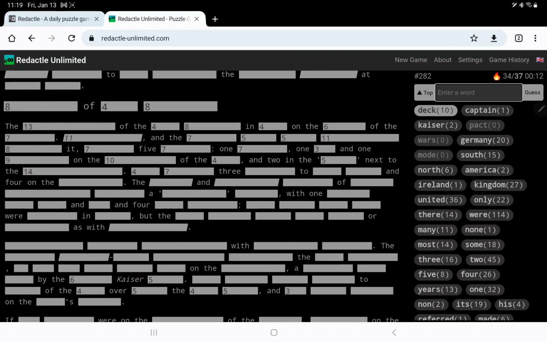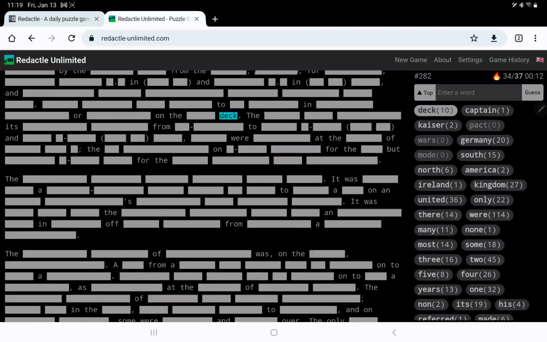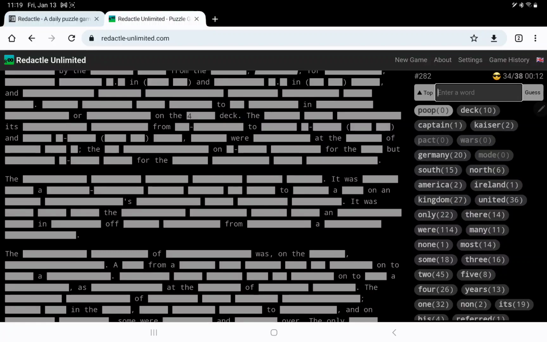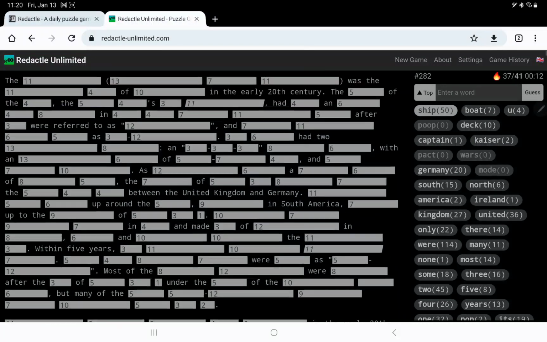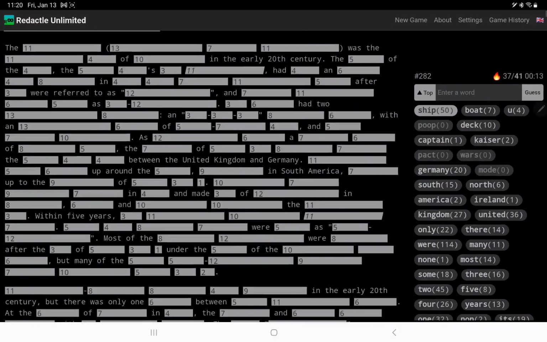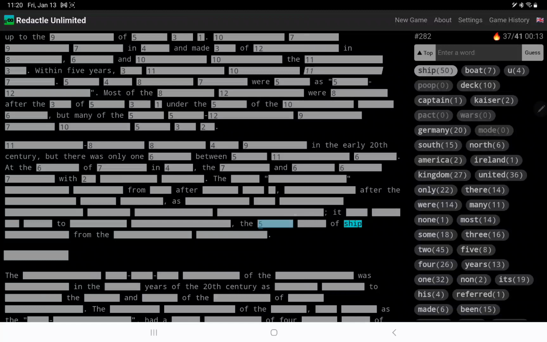So let's try deck. 10 decks on the. Well, we have to do poop deck just because it's always fun to say poop. It's not the poop deck. Oh dear, on the something deck. But I wonder if this could be a U-boat? No. Is it some kind of a boat? No, how about ship I mentioned earlier? 50 ships. So it's not in the first paragraph, but we do have it in the second.